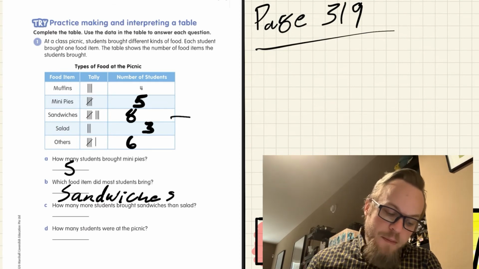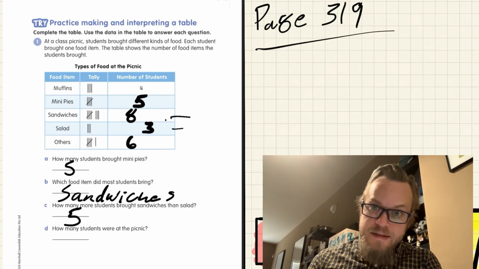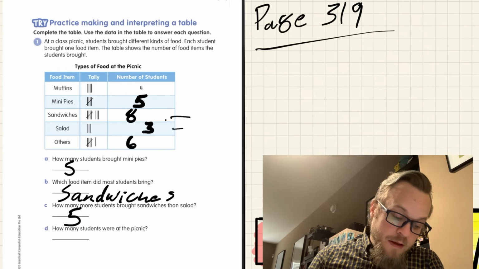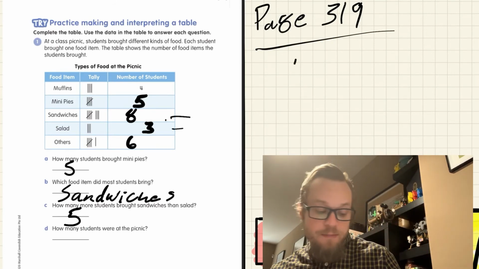C, how many more students brought sandwiches than salad? Well, now I'm doing a comparison of 8 sandwiches to 3 salads. There are 5 student difference between them. 8 minus 3 is 5.